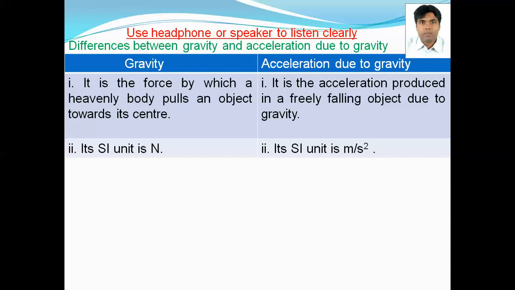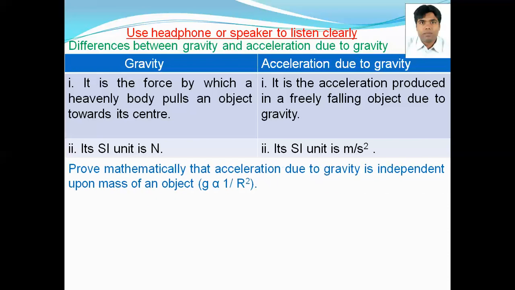Okay. Now, moving towards the next topic, that is, acceleration due to gravity is independent of the mass of an object. Experimentally, we have learned this in the feather coin experiment. And the mathematical proof is given by the well-known scientist, Sir Isaac Newton. So now, let's see the figure.